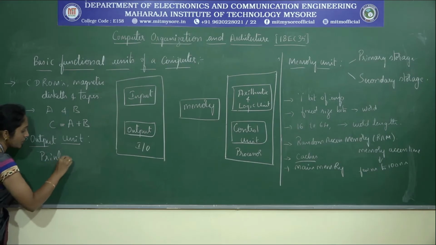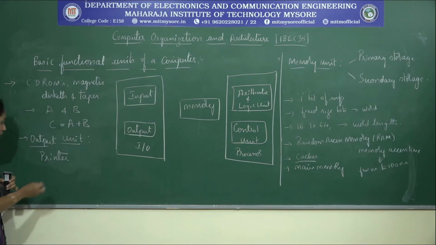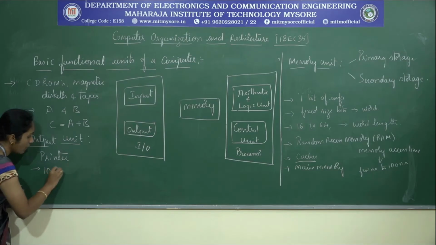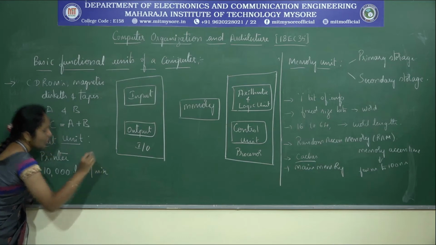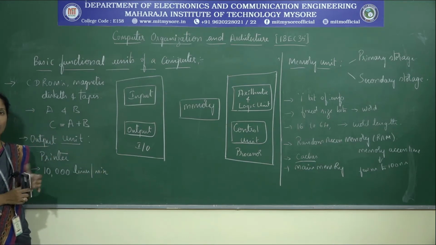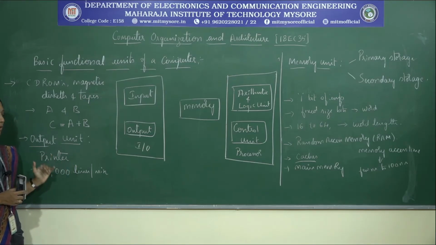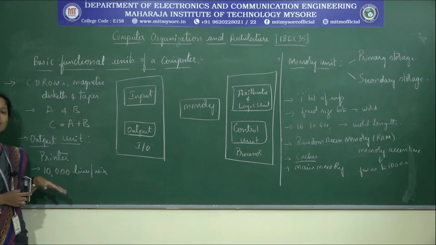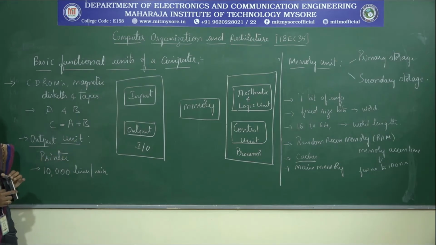So what is the function of the printer? A printer prints the data which is to be given to the outside world, and we have printers which are able to print at a speed of 10,000 lines per minute. Even displays can be considered as output devices. Sometimes displays act as both input as well as output. In that case we call it an I/O system instead of only an output unit. If it does both input as well as output operations, then we call it an I/O system. So this is about the output unit.